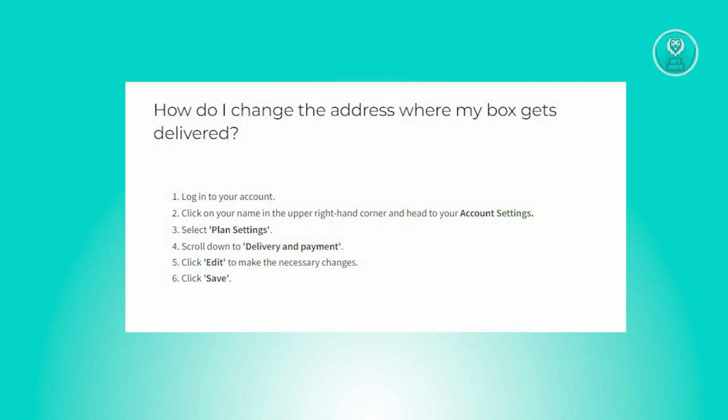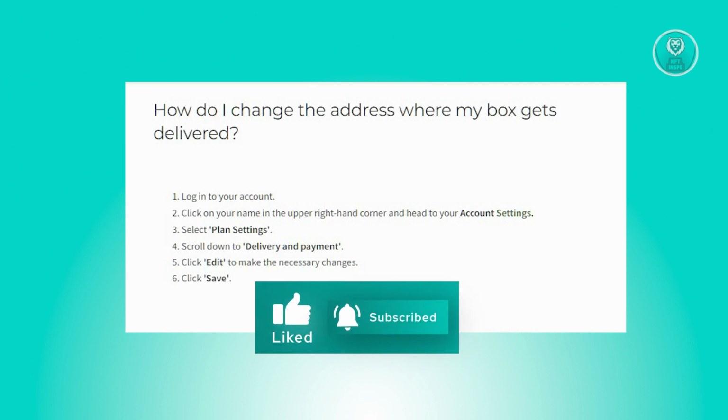Now, first thing that you want to do here is you first have to log in into your account into Hellofresh. Now from there, you just need to look for your name, which is located at the top right hand corner of your screen. And once you click on it, just click on account settings. Now under account settings, look for plan settings and just click on it.